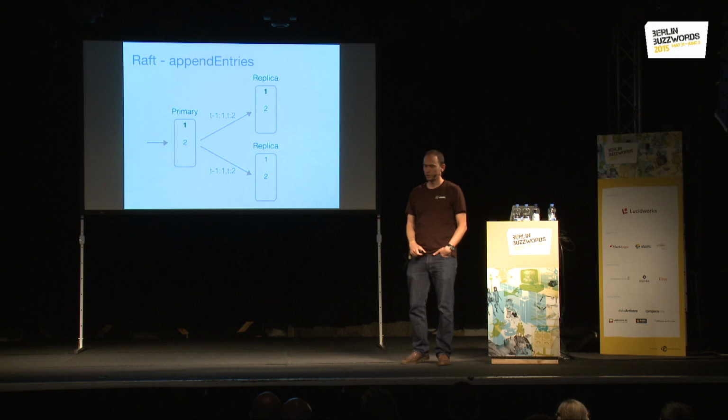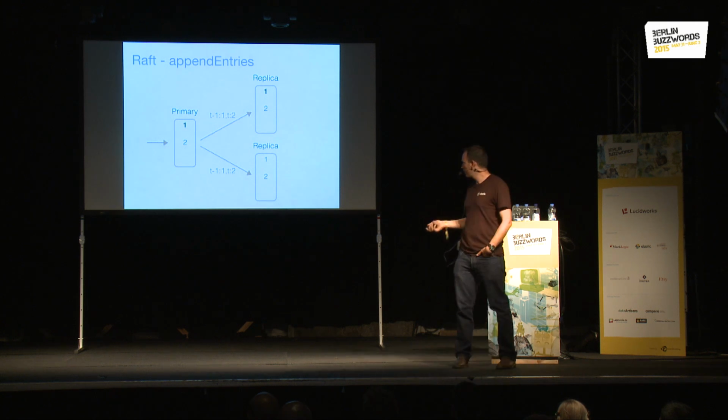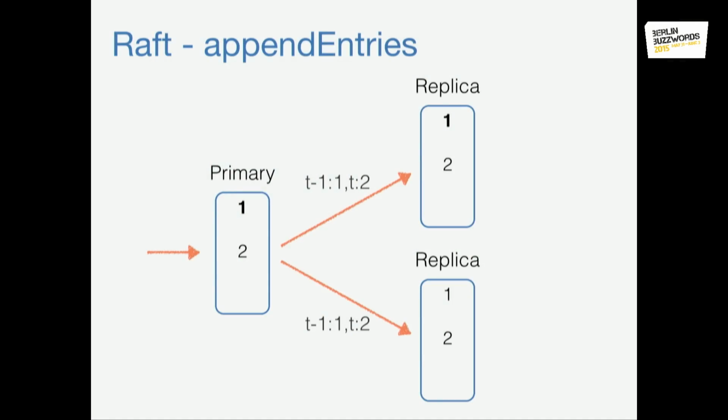So how does it work? We index, here's the primary, we already indexed change number 1. And when we index change number 2, we send it over to the replica, to both replicas.